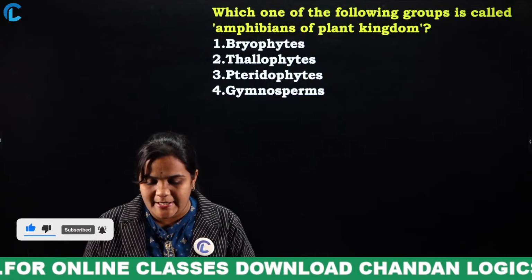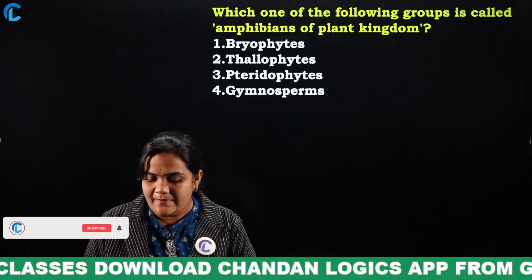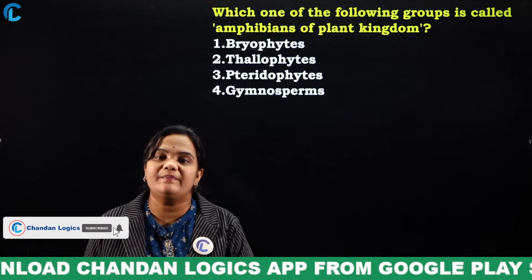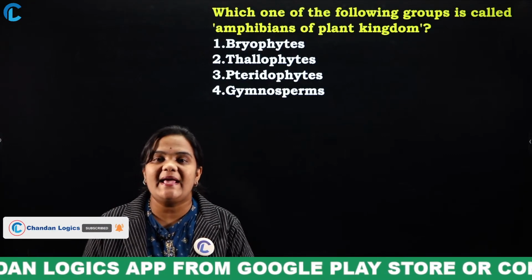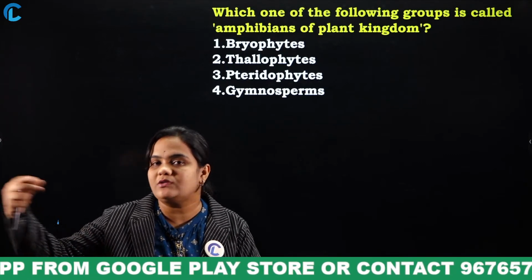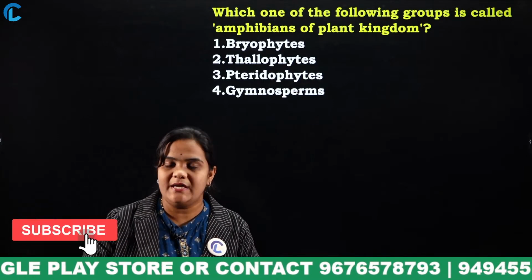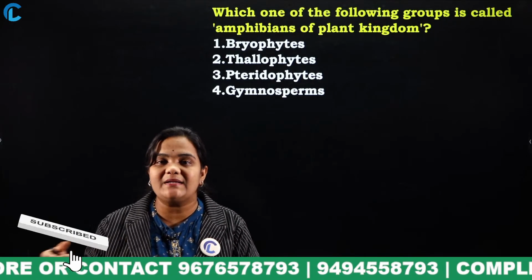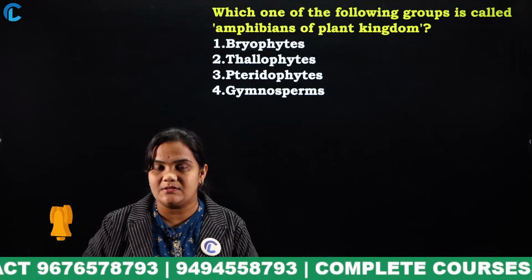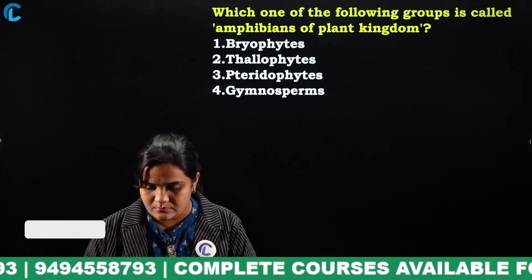Which one of the following groups is called amphibians of the plant kingdom? As we have amphibians in the animal kingdom, for example the frog, which stays both on land as well as in water, similarly in the plant kingdom also we have amphibian plants. Okay, what are those?